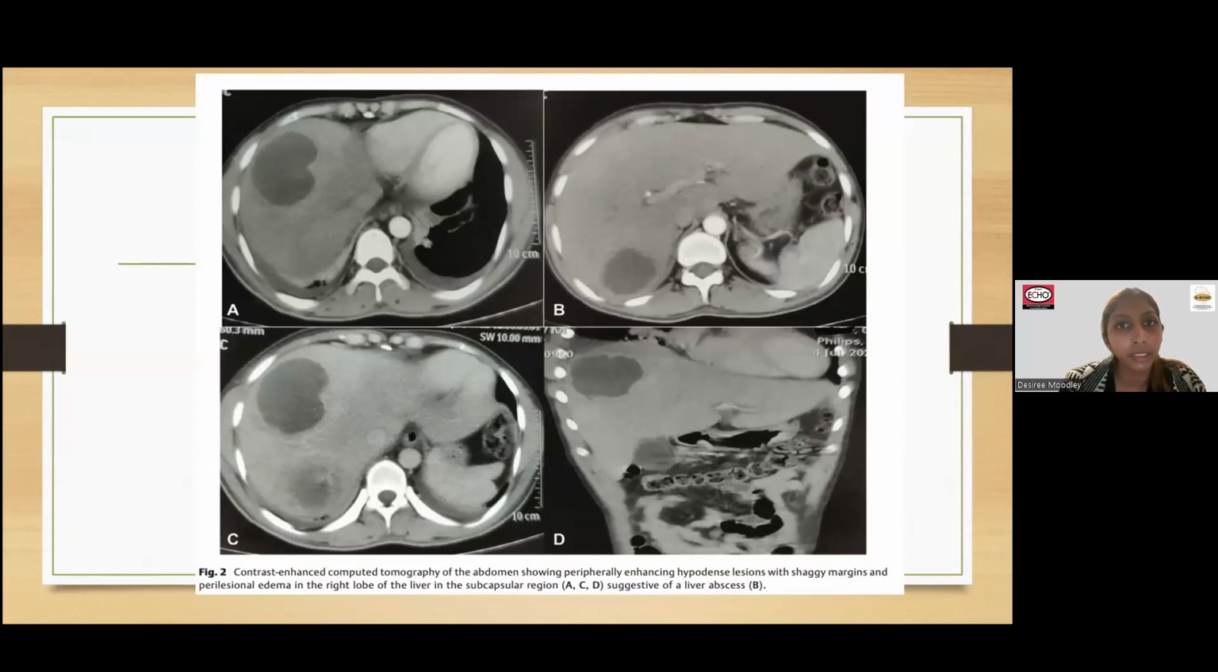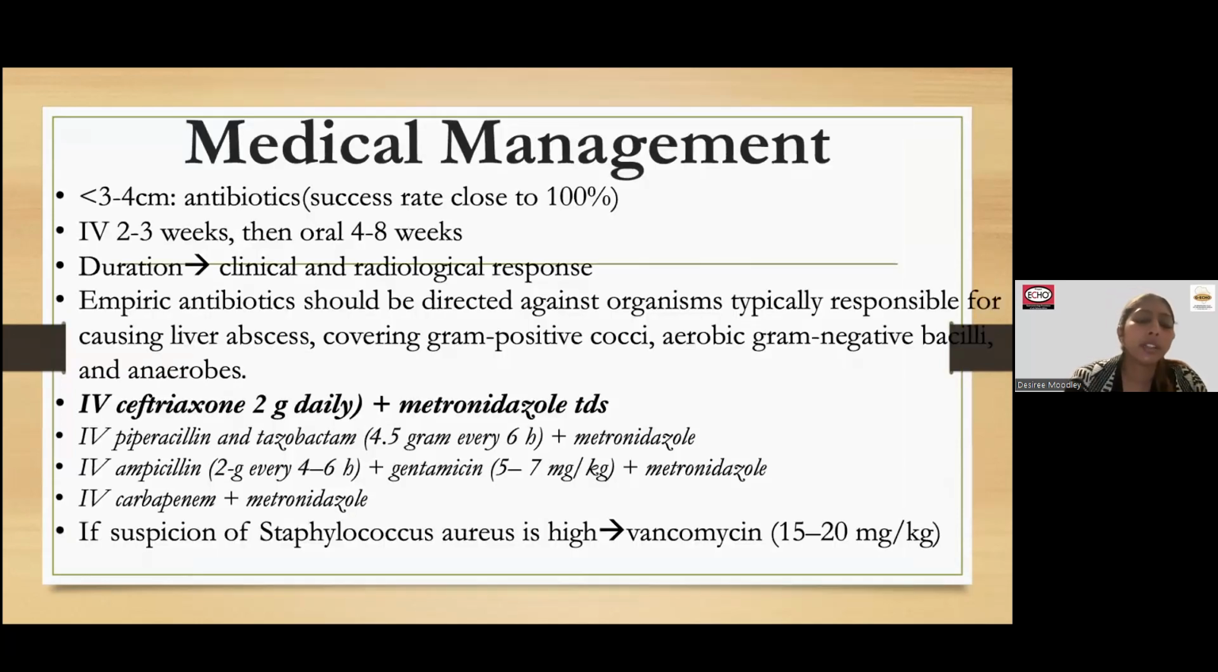This also shows how much the perifocal edema can help you see where the abscess is sitting. In terms of management, for less than 3 to 4 centimeters, antibiotics are sufficient. Success rate is close to 100%. So IV for 2 to 3 weeks, and then oral for 4 to 8 weeks. And the duration really depends on your patient, the clinical and radiological response.